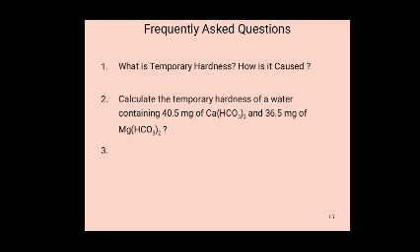Calculate the temporary hardness of water containing 40.5 milligrams of calcium bicarbonate and 36.5 milligrams of magnesium bicarbonate. Therefore, weight of salt by gram molecular weight of salt into 100: 40.5 by 162 into 100, and 36.5 by 146 into 100.